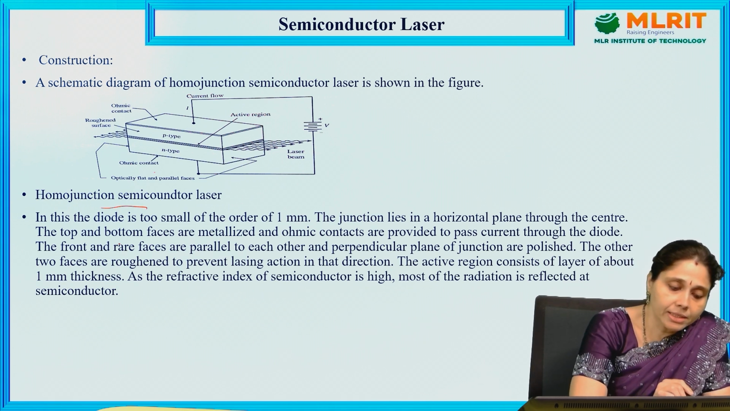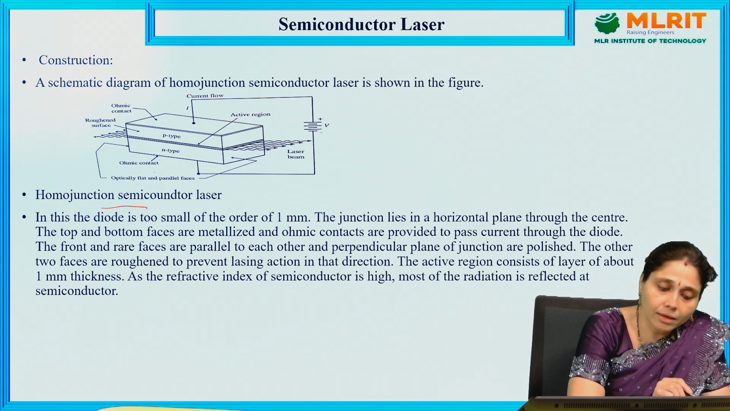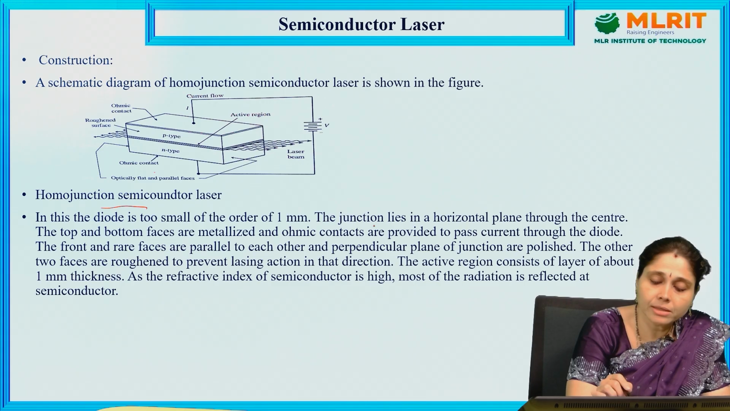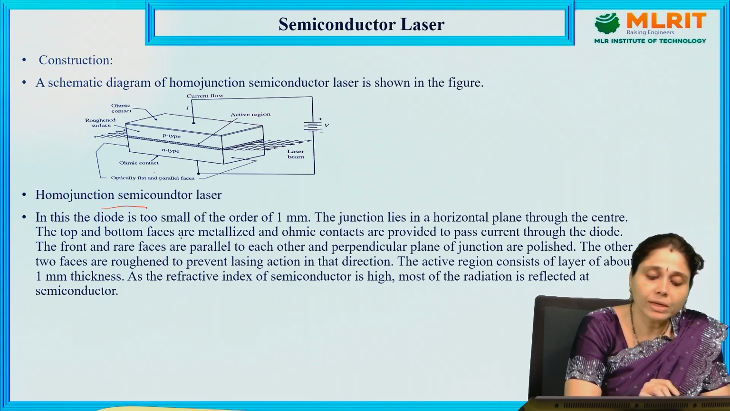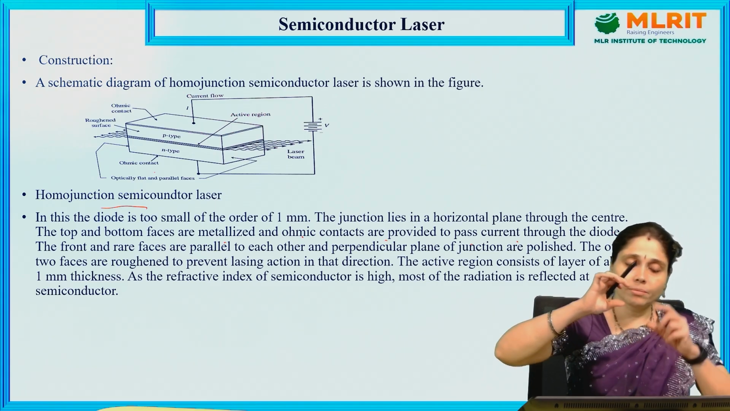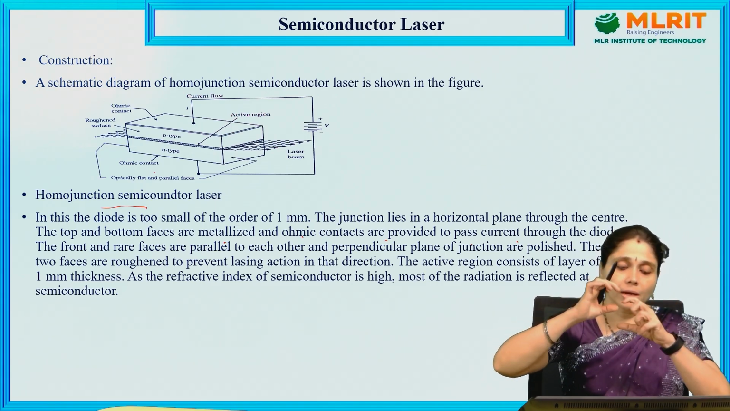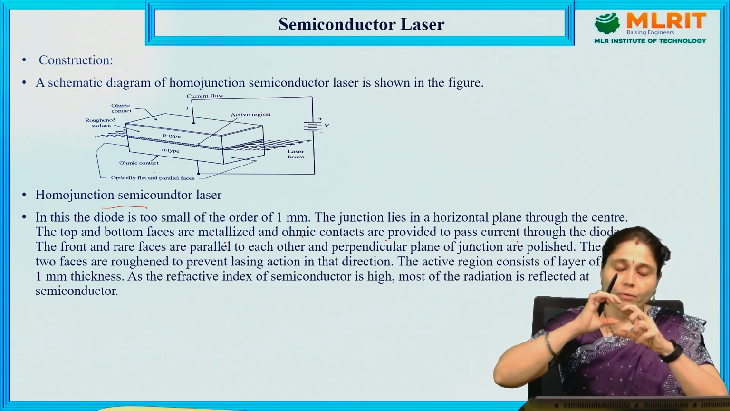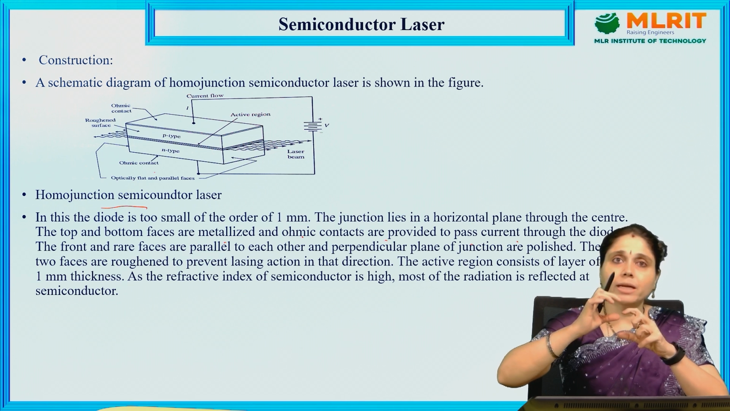In this diode, the size is very small, on the order of 1 millimeter. The junction lies in the horizontal plane through the center. The top and bottom faces are metallized, and ohmic contacts are provided to pass the current through the diode. In order to pass the current, both the metal pieces are provided with battery ohmic contacts.